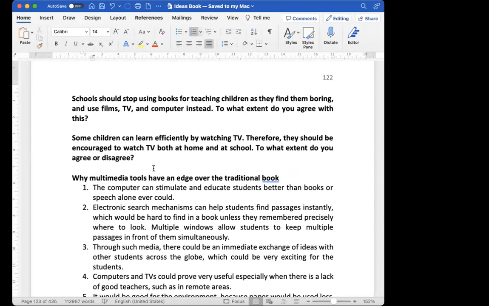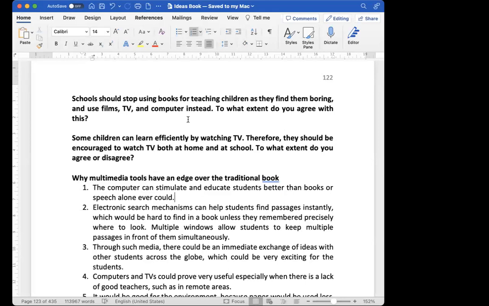Schools should stop using books for teaching children as they find them boring, and use films, TV, and computer instead. To what extent do you agree with this? So this essay says that schools should stop using books. They should only teach through films, TV, and computers. Do you agree or disagree?